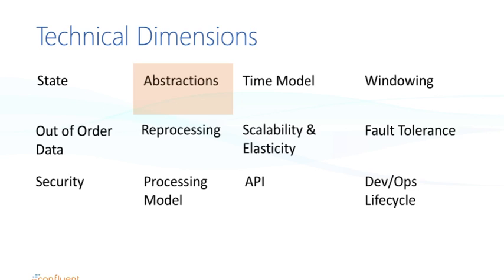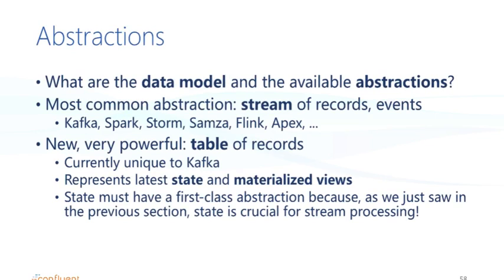The next dimension is abstractions. Here we're asking, what is the data model and what are the available abstractions in my technology? Most commonly in stream processing, the abstraction that you have access to is a stream of records, events, and messages. This is supported by all technologies nowadays. However, a recent addition, and arguably a very powerful one, because we talked about this when we talked about the 3 pillars of stream processing, is a table of records. At the moment, this is unique to Kafka, but other projects are also thinking about adding that. As a reminder, the table represents the latest state or materialized views of your applications. And we've argued that state must have a first-class abstraction because, as we just saw previously, it is crucial. So if you're picking a technology, you should ask yourself, what is the data model? What are the abstractions? And can I make use of them in a way that is simple, easy, and fun?